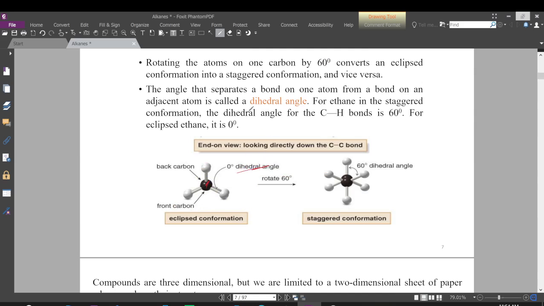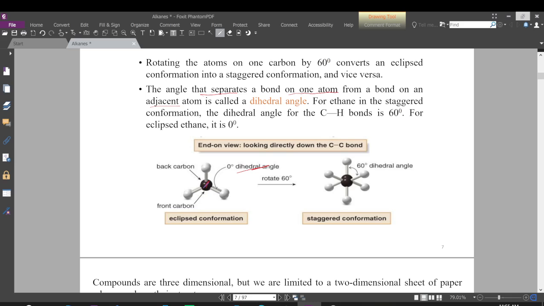So what is a dihedral angle? The angle that separates a bond on one atom from a bond on an adjacent atom is called the dihedral angle. Here you see that the bonds are aligned the same way, so the angle separating the bond on one atom from the other is 0 degrees. That's why the dihedral angle is 0 degrees in the eclipsed conformation.